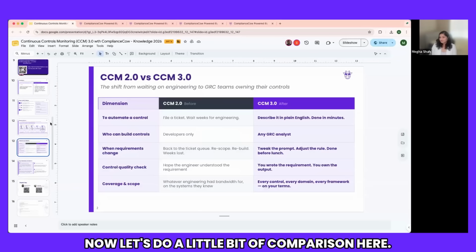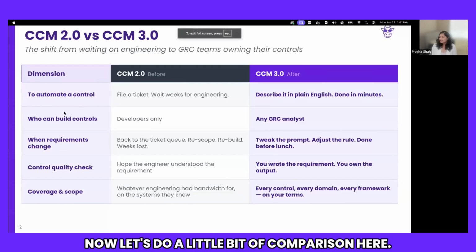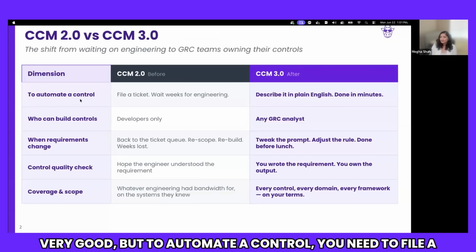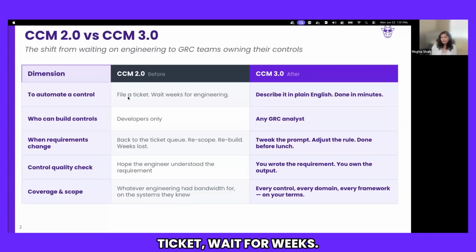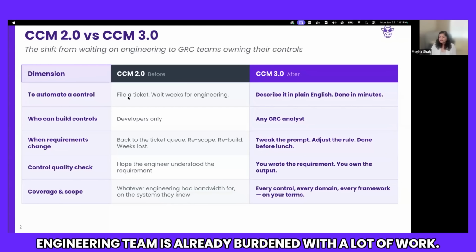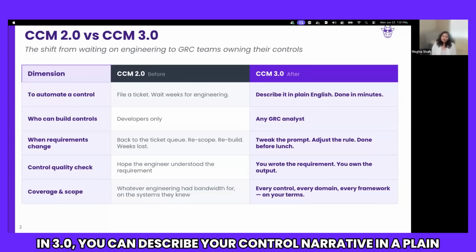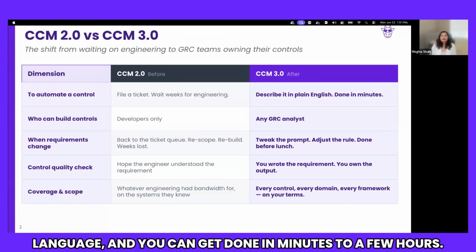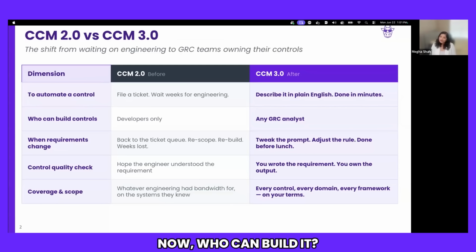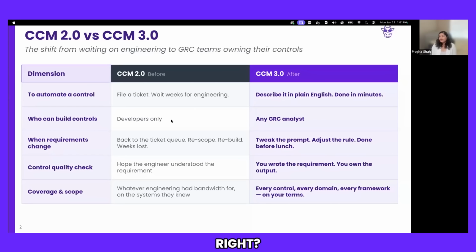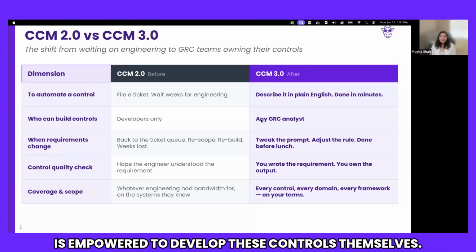Now let's do a little bit of comparison here. So CCM 2.0, you're already doing automation, very good. But to automate a control, you need to file a ticket and wait for weeks. The engineering team is already burdened with a lot of work, and this is additional work for them. In 3.0, you can describe your control narrative in plain language, and you can get it done in minutes to a few hours. Now, who can build it? Only developers who know how to code Python, Go, Java, Rust, right? But here, a GRC analyst is empowered to develop these controls themselves.